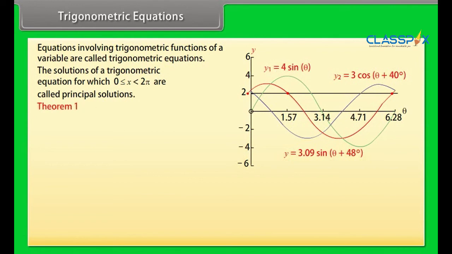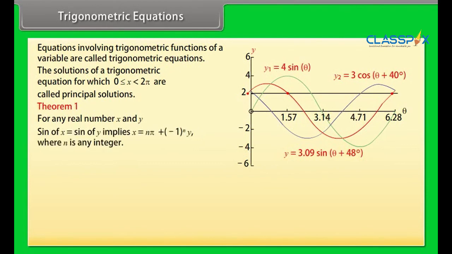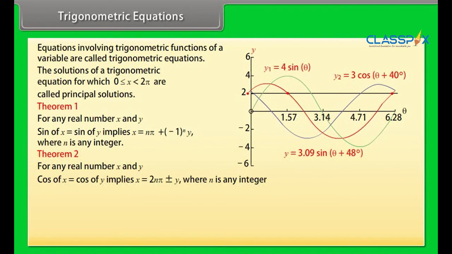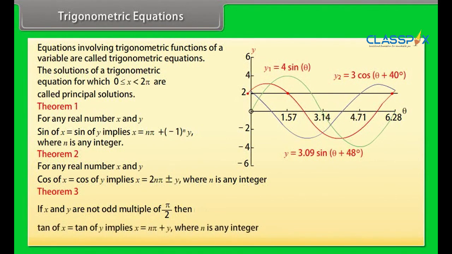Theorem 1. For any real numbers x and y, sine of x is equal to sine of y implies x is equal to n pi plus minus 1 raised to the power n, y, where n is any integer. Theorem 2. For any real numbers x and y, cos of x is equal to cos of y implies x is equal to 2n pi plus or minus y, where n is any integer. Theorem 3. If x and y are not odd multiples of pi by 2, then tan of x is equal to tan of y implies x is equal to n pi plus y, where n is any integer.